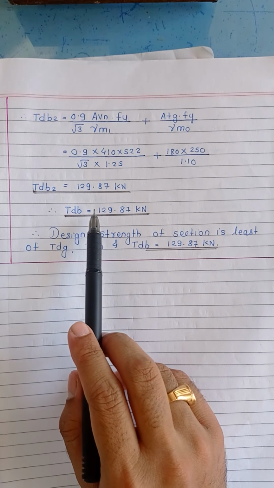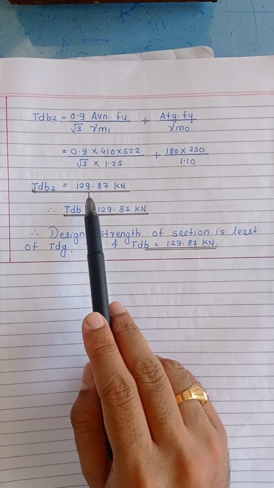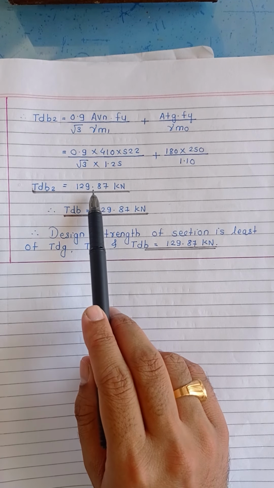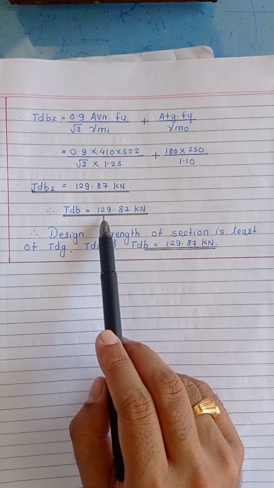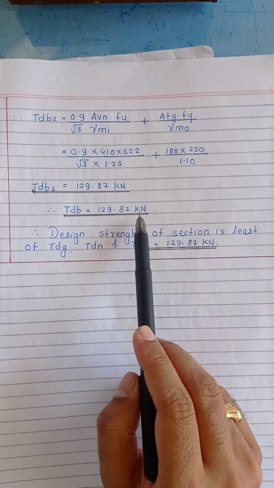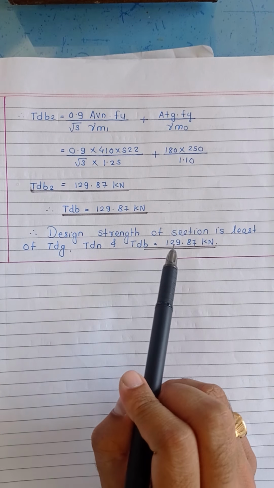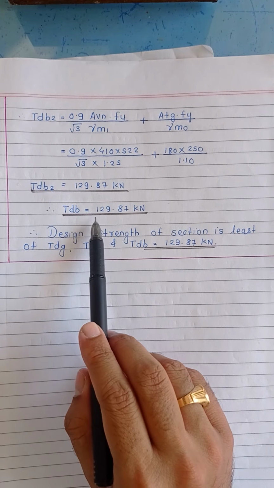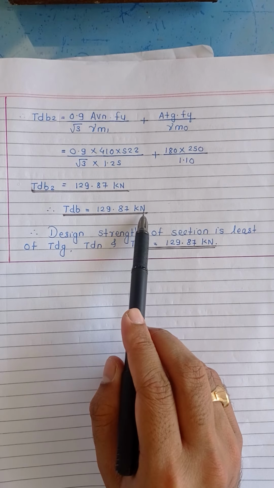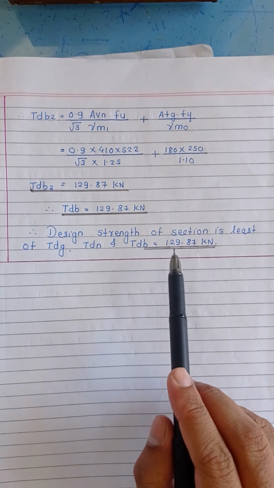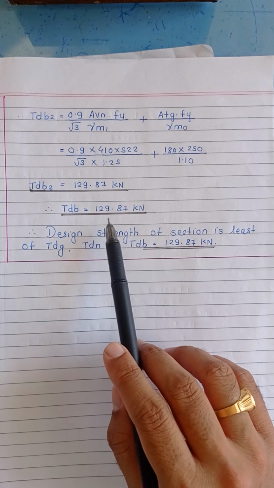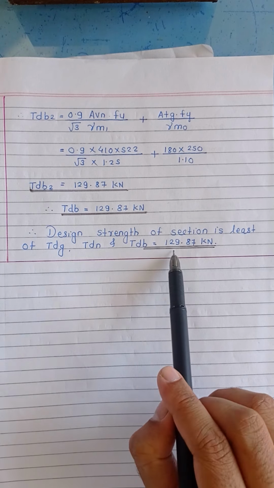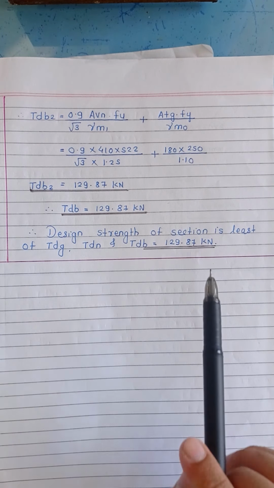Hence, the design strength due to block shear will be the minimum of TDB1 and TDB2. TDB2 is 129 and TDB1 is greater than 129. Hence, TDB is equal to 129.87 kilonewton. And our design strength is the minimum of TDG, TDN and TDB. The minimum is TDB, it is 129.87 kilonewton, hence the design strength of the section is 129.87 kilonewton.